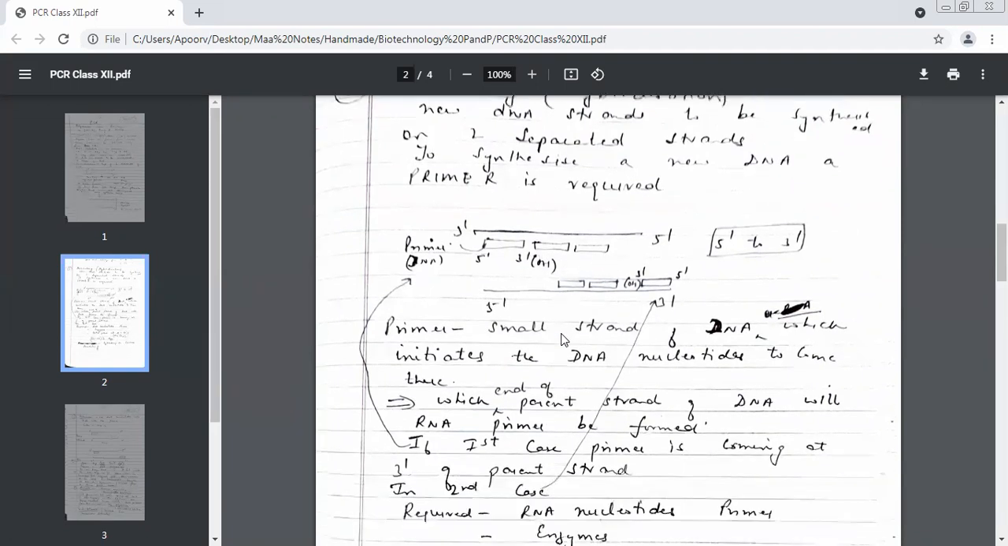Fine. Now, at which end of the parent strand of DNA will the RNA primer be formed? Now we need to understand from which side the primer will be formed. Always remember, in the first strand over here, can you see the first strand? In the first case, the primer is coming at the 3' end. Can you see this primer? It is coming at which end of the DNA?